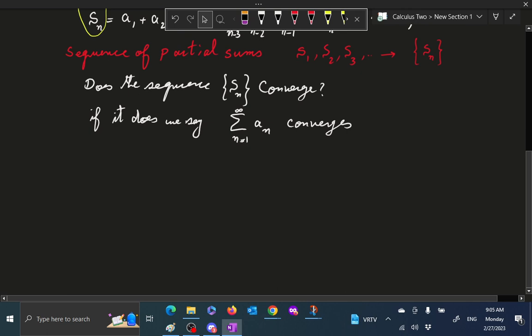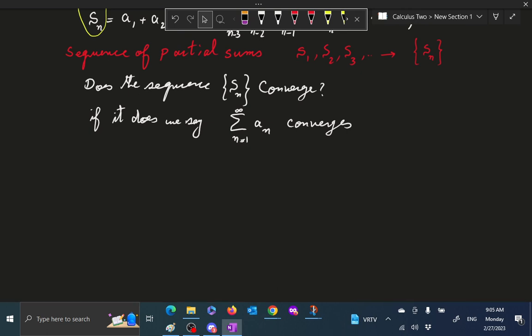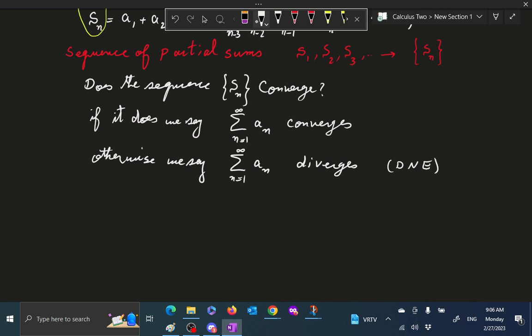And then, well, what if it diverges? Well, then of course we are going to say otherwise. We say the sum of A sub n from 1 through infinity diverges. So instead of saying it does not exist, this is another way of saying it does not exist, but in this context we use the word diverges.